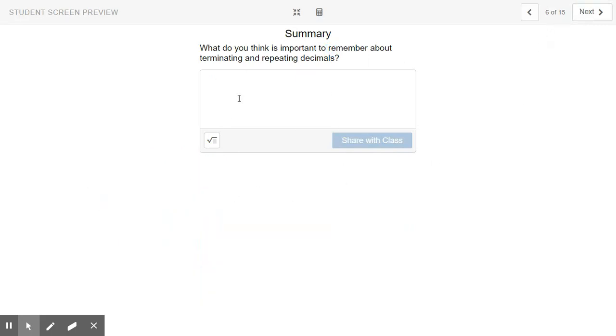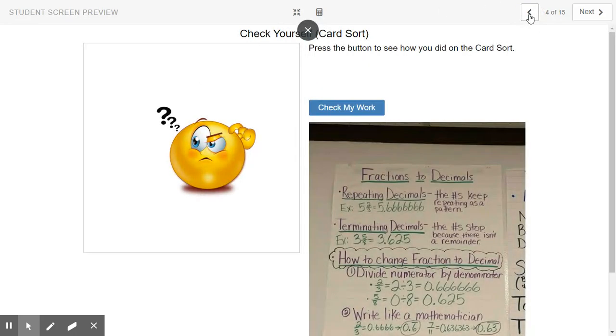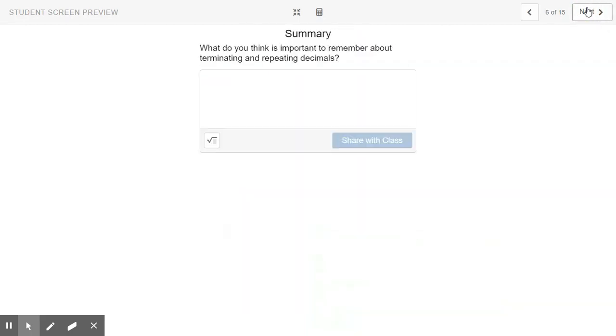Okay, so go ahead and type something in here. Tell me, what do you think is important to remember about terminating and repeating decimals? If you need to, go back to this chart to help you, but go ahead and type something in for that.